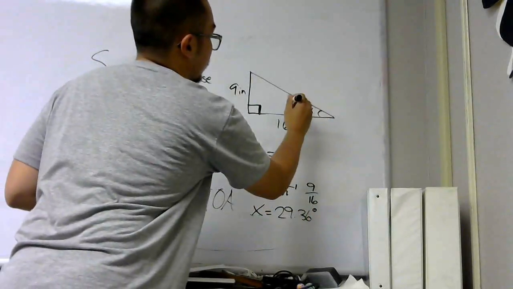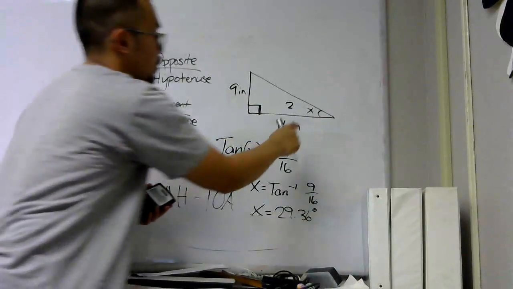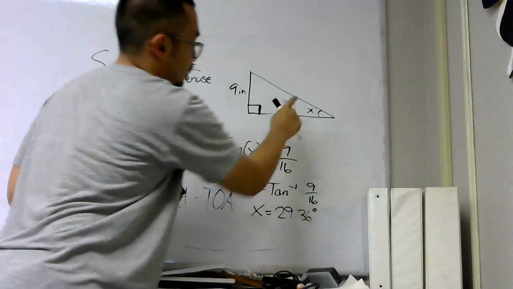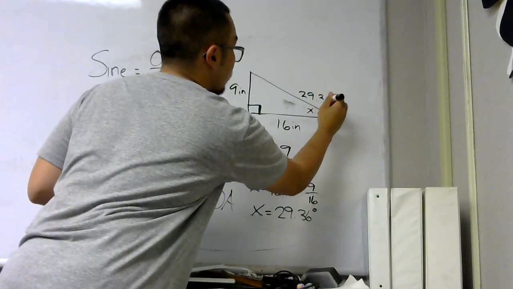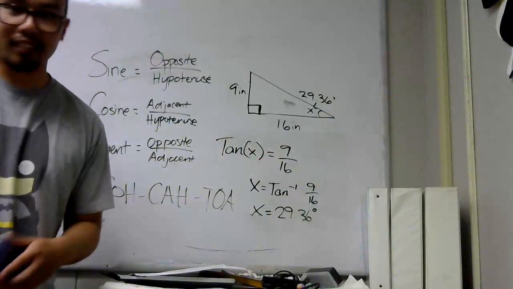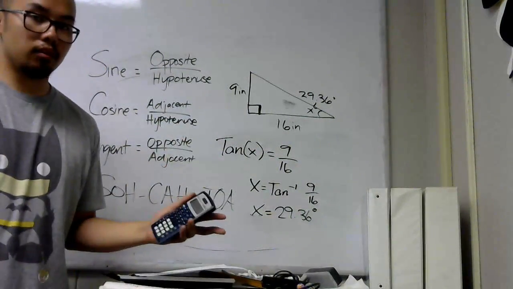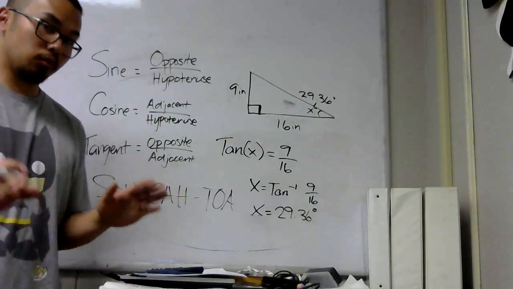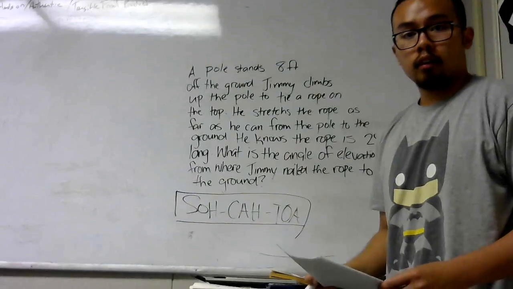degrees. Now we know that this x, this angle which we didn't know at first, let me put it outside so I have more room. 29.36 degrees is what that angle is. That's all it is. Plug it in, find the inverse, and you get x.